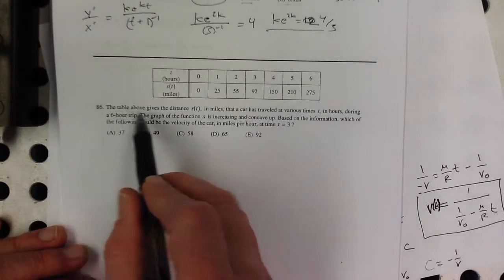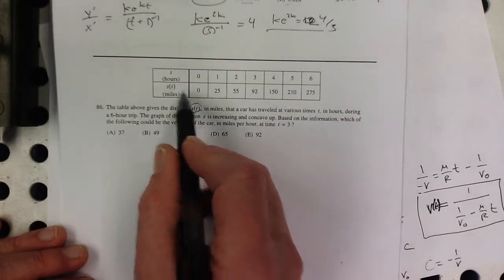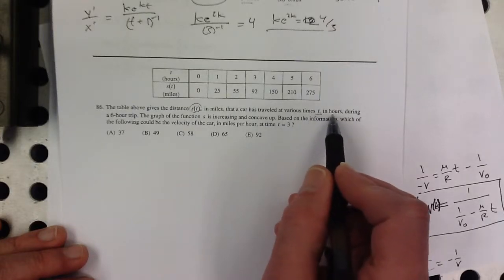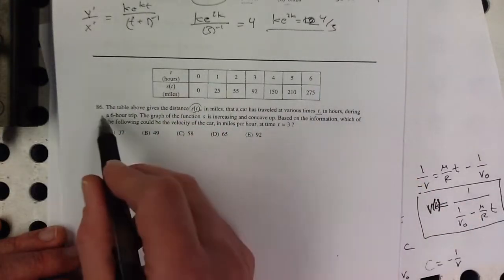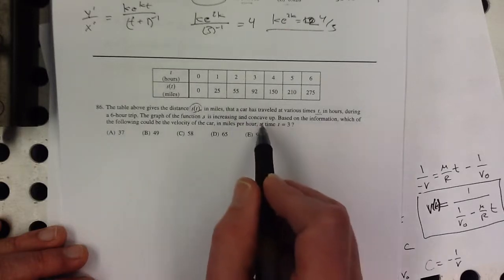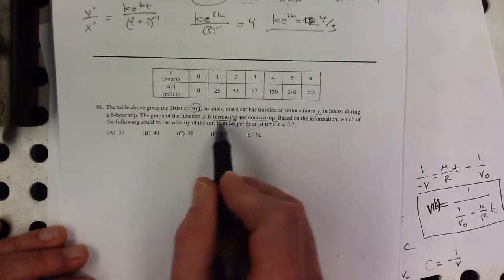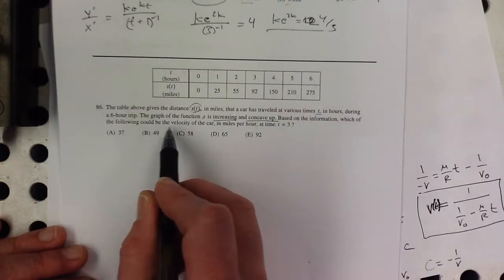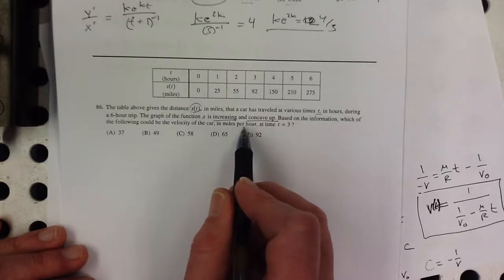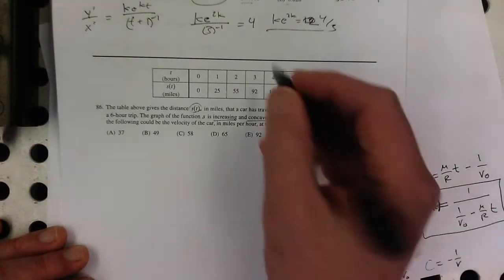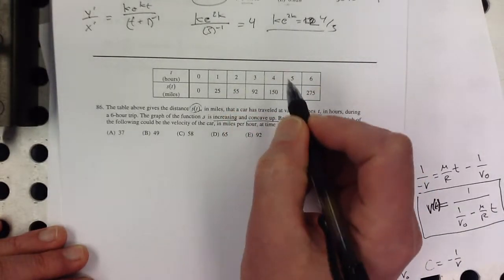Alright, 86. The table above gives the distance as a function of time that a car has traveled at various times t, where t is in hours, during a 6-hour trip. The graph of the function s is increasing and concave up. Probably going to need to know that. Based on the information, which of the following could be the velocity of the car in miles per hour at time 3? Alright, so let's see if we can figure that out.